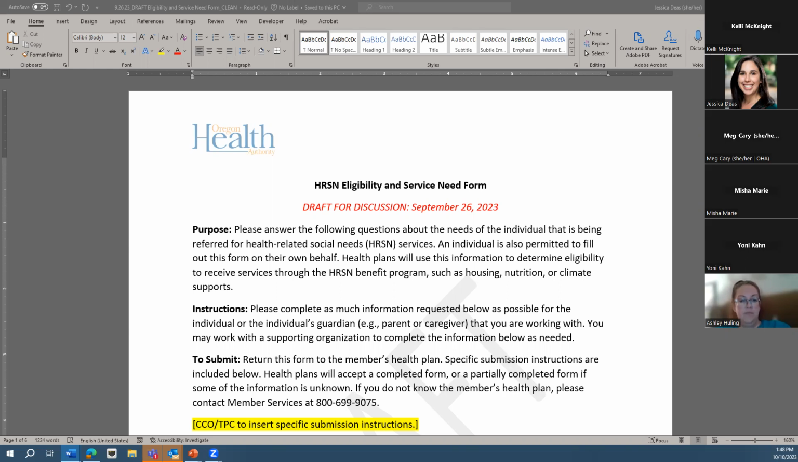And then it's also confusing to me in the instructions. Please complete as much information requested below as possible for the individual or the individual's guardian that you're working with. So that would be instructions if I was helping, because I'm a provider. And then it says you may work with a supporting organization to complete the information below as needed. And I assume that's if the individual is filling it out for themselves. I don't know if that's accurate. And then my last question is, I absolutely hate being on the phone, and I wonder, is it possible to check the member's health plan through a website, or do they have to call that 800 number?